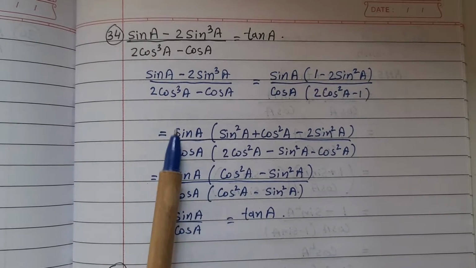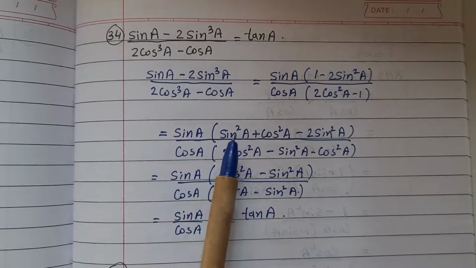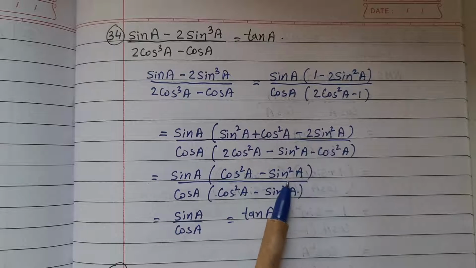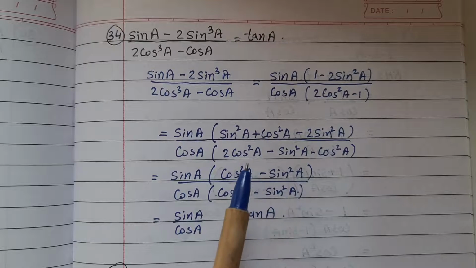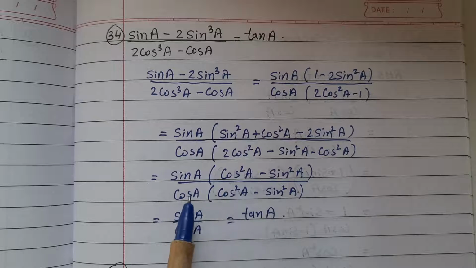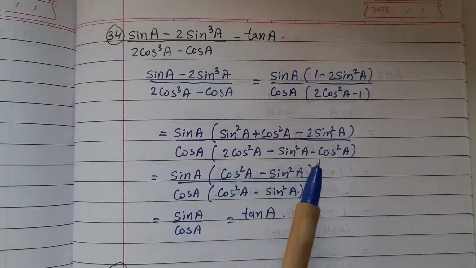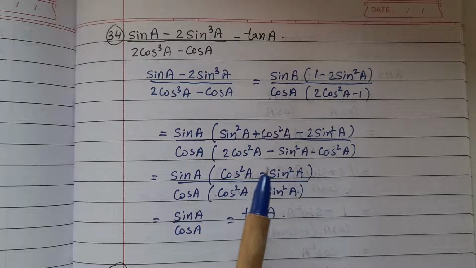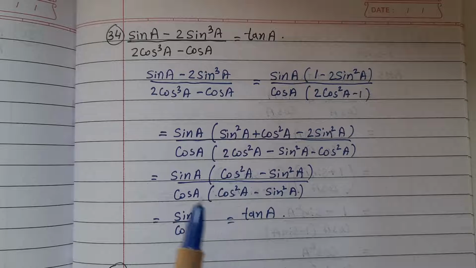So sin A in the numerator, sin square A minus 2 sin square A is minus 1 sin square A. Therefore, cos square A minus sin square A upon cos A, 2 cos square A minus cos square A is 1 cos square A, cos square A minus sin square A. These two brackets cancel each other. Remains sin A upon cos A, which is equal to tan A, equal to right hand side.